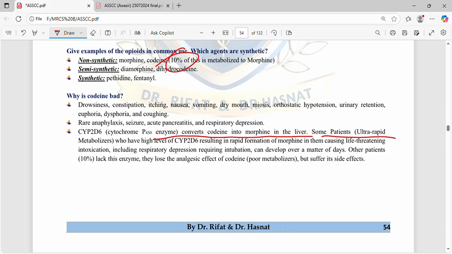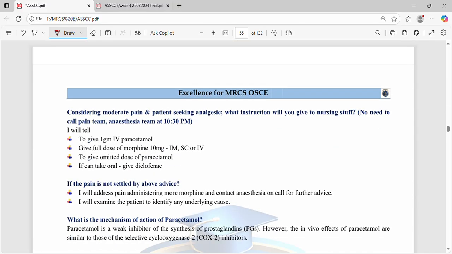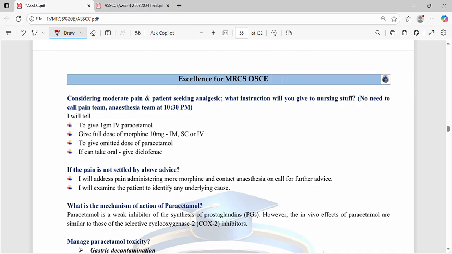Other patients, 10% lack this enzyme; they lose the analgesic effect of codeine, poor metabolizers, but suffer its side effects. So those who are slow or poor metabolizers cannot metabolize codeine into morphine, so they do not get the benefit, but they will suffer the consequences or the side effects of codeine use, which we discussed earlier, like drowsiness, constipation, miosis, and euphoria.